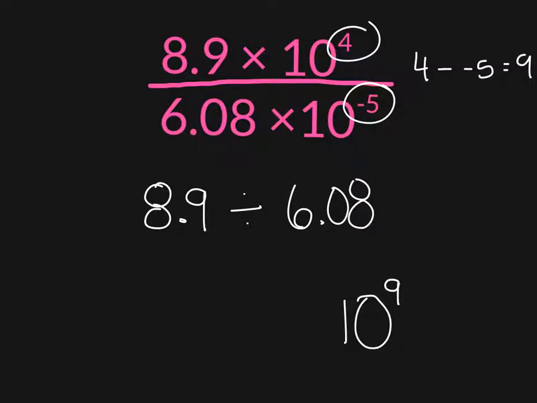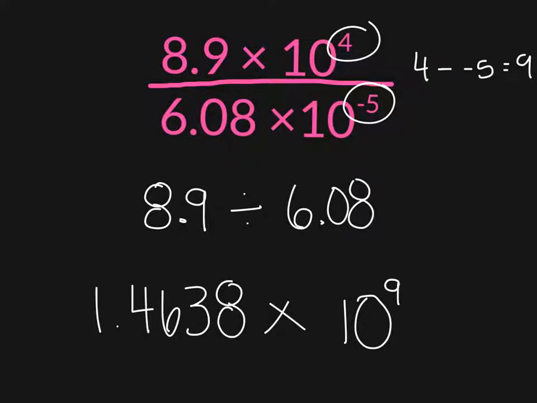And then I'm going to use my calculator to do 8.9 divided by 6.08. When I divide those two numbers, I get 1.4638. And usually I round to the thousandths place, which is right here. So this 8 is actually going to turn that 3 into a 4. So I'm going to go ahead and erase the 3 and the 8 and put a 4 there instead. And if you're not comfortable with rounding numbers, that's all right. So the answer for this division problem is 1.464 times 10 to the 9th.